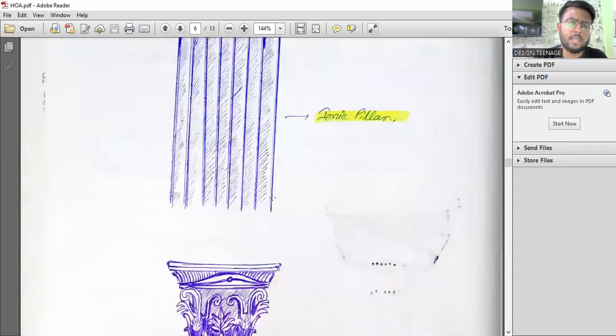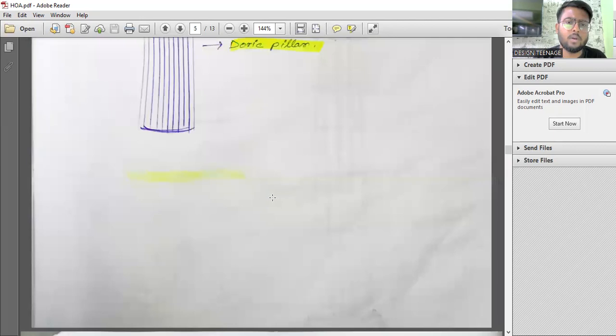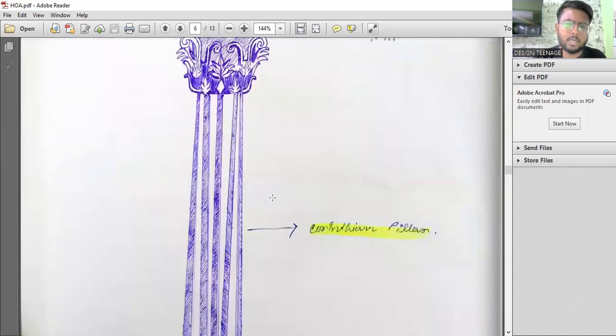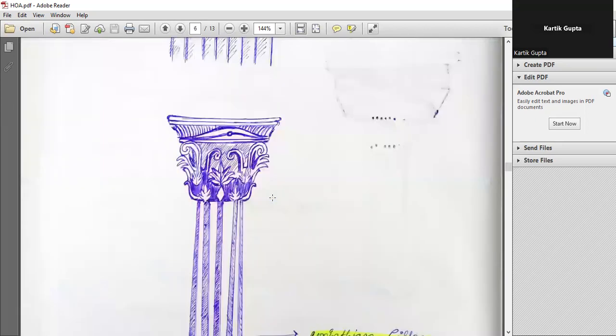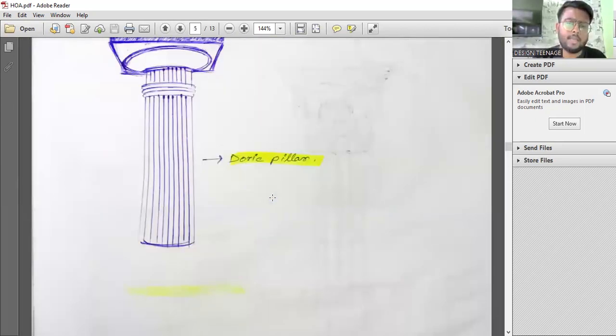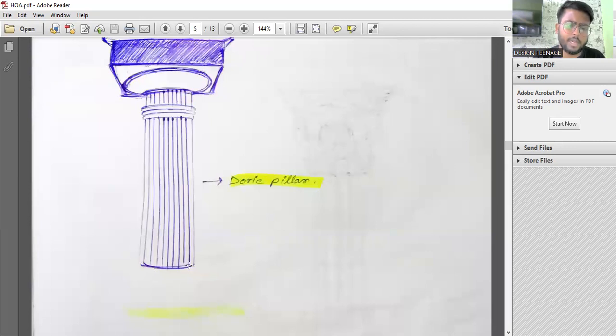There are several things which are done to make the structure stand, and there was ornamentation done. For Doric, the top is plain and the central area is thick. This is the top part. The middle portion is thicker, the top part is thinner, the bottom portion is thinner. Other than that, the top part is very plain. This is the Doric pillar.